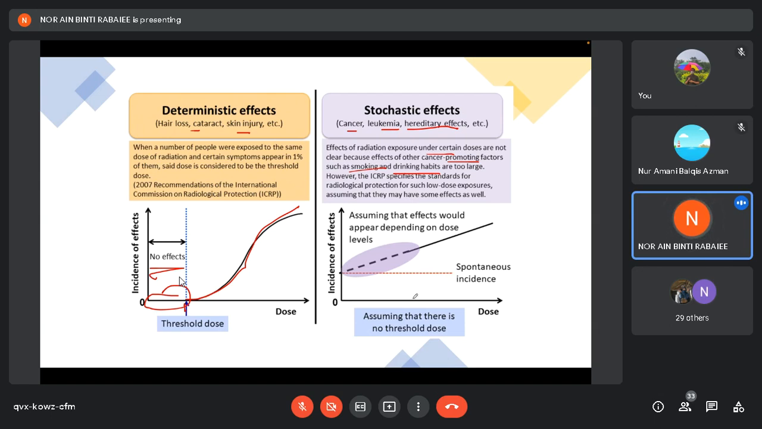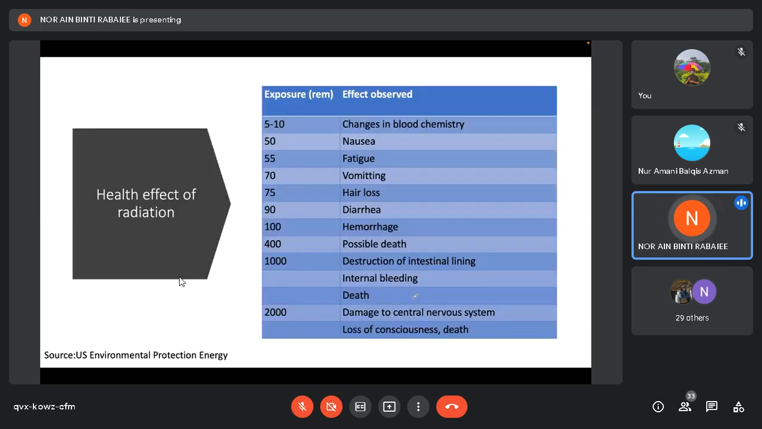Okay, so the stochastic effect, this is the effect you can see after a long period of time, and there is no threshold.